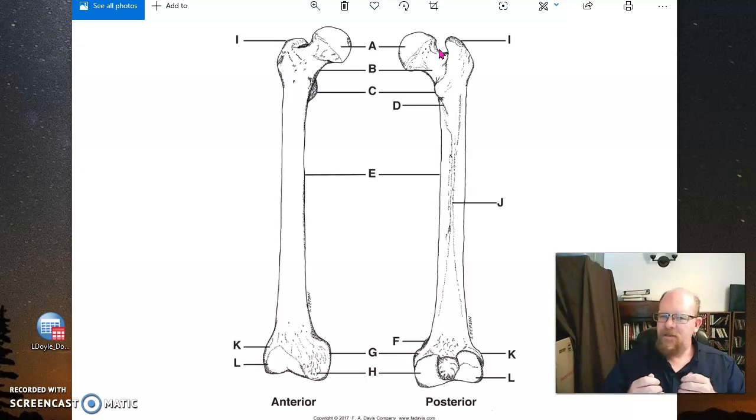So on some of our skeletons at the school, because they're plastic, the linea aspera can be a little bit difficult to detect. But on a real human skeleton, the pectineal line is a very rough, rigid surface. It doesn't stick up very far from the bone, but it is very rough. And it is strictly for muscle attachment. So there's a lot of large muscles that have some form of attachment to the pectineal line and the linea aspera. As we continue to move inferiorly, F is the adductor tubercle.